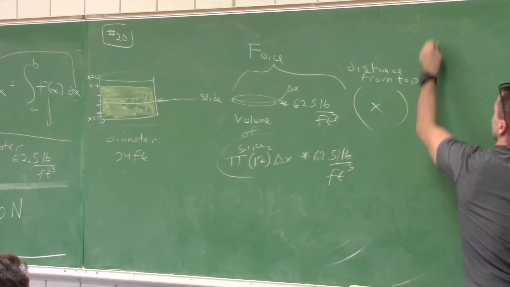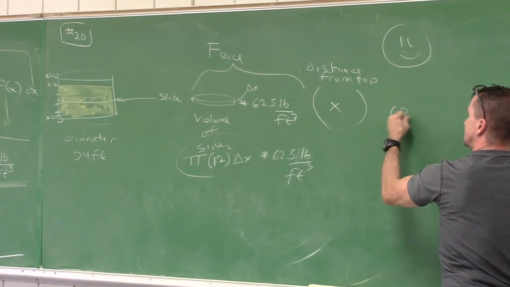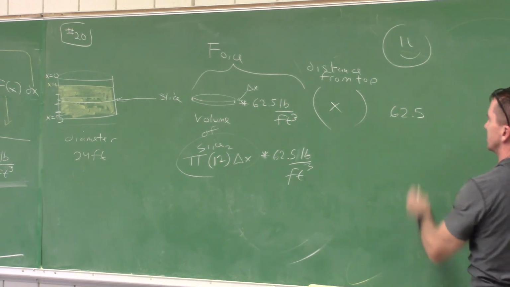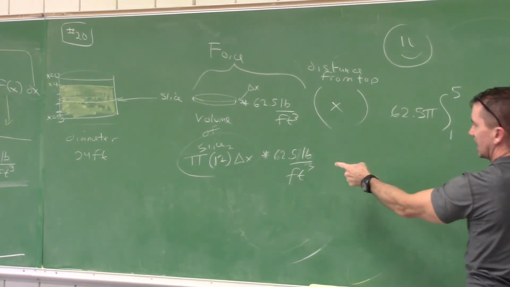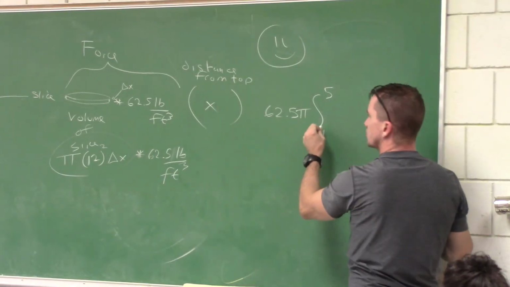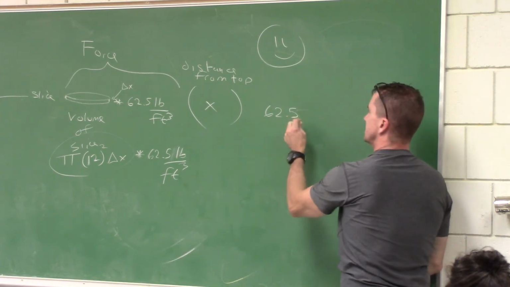And now here I go. Here's a smiley face. I'm going to set up this problem. It's 62.5. What else could I pull out in front? Pi, integral from 1 to 5. What else do we got? There's a 12 squared. Should I put that in front too? Heck yeah. Now let's put the 62.5.